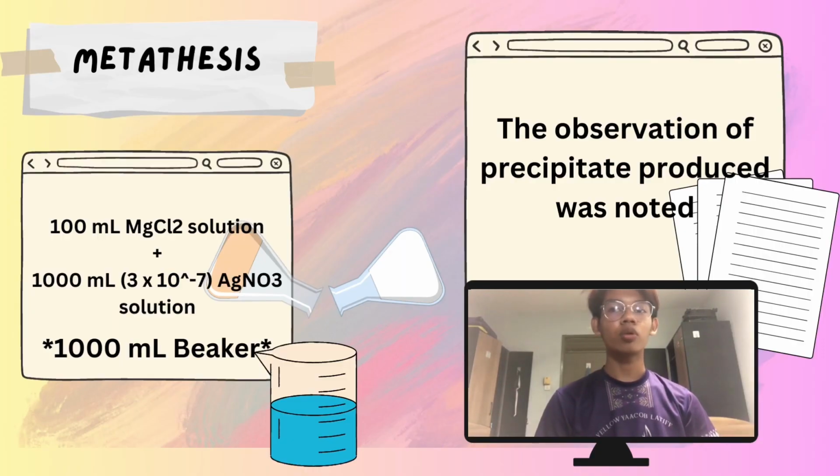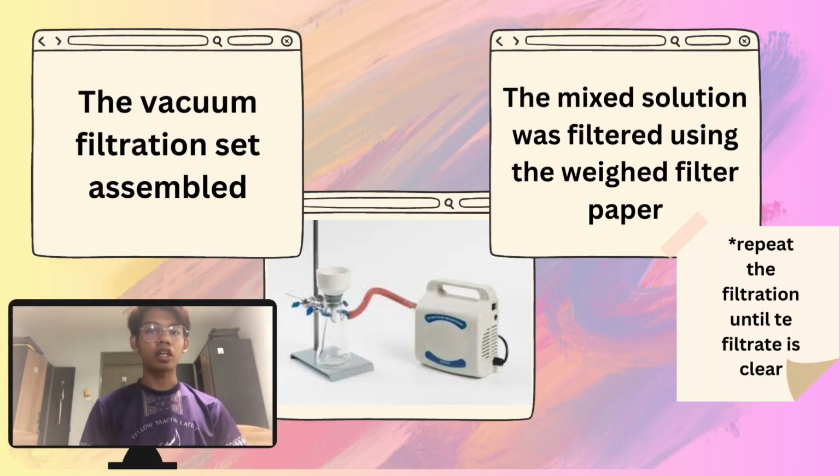Assalamualaikum. Now, without wasting any more time, I'm going to explain the methodology for the metathesis reaction. First, 100 ml of magnesium chloride solution and 1000 ml of silver nitrate solution were mixed together in a 1000 ml beaker. Right after that, the observation of the precipitate produced was recorded. The vacuum filtration set was assembled, making sure that it is assembled properly. We don't want any kind of chemical spill on our table or on our clothes, do we?